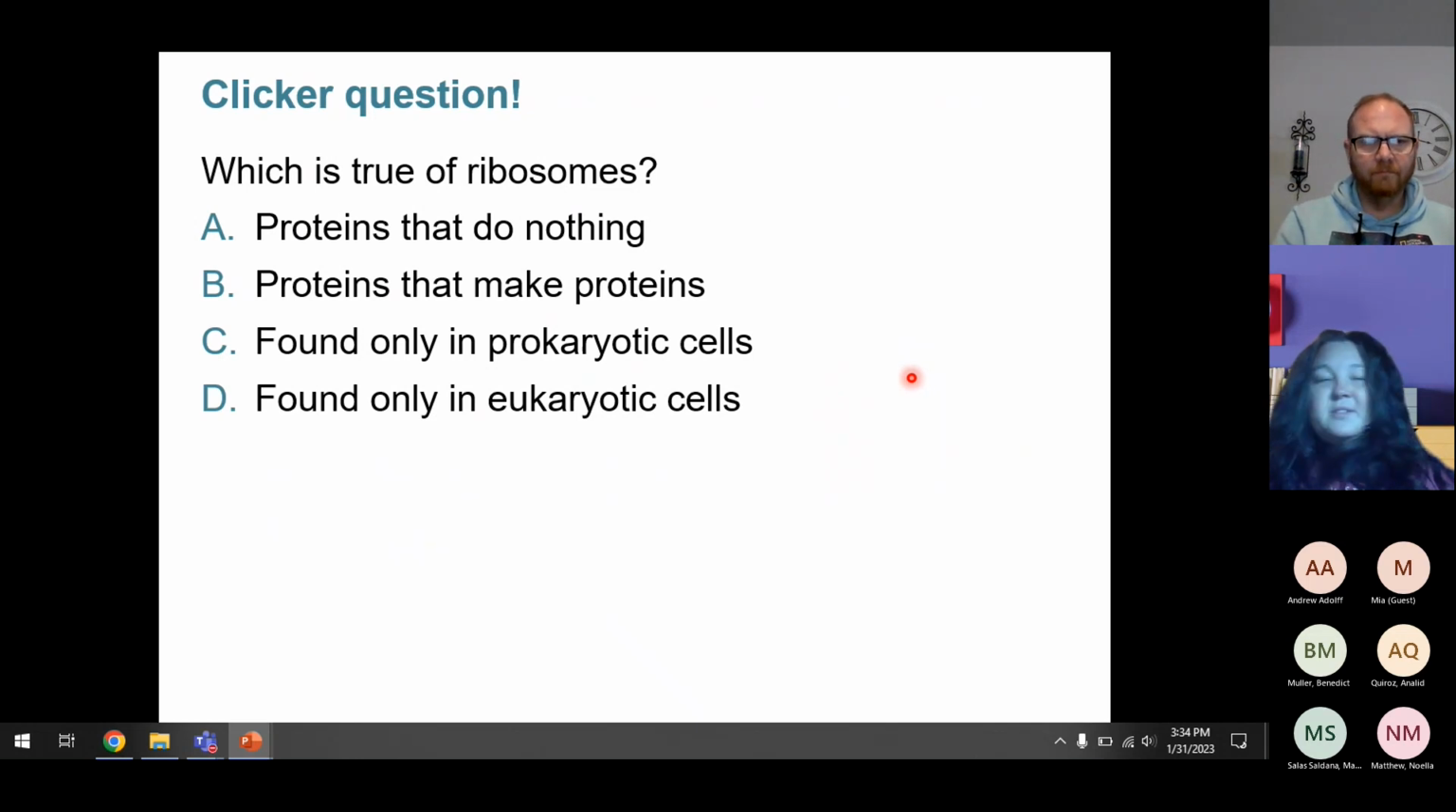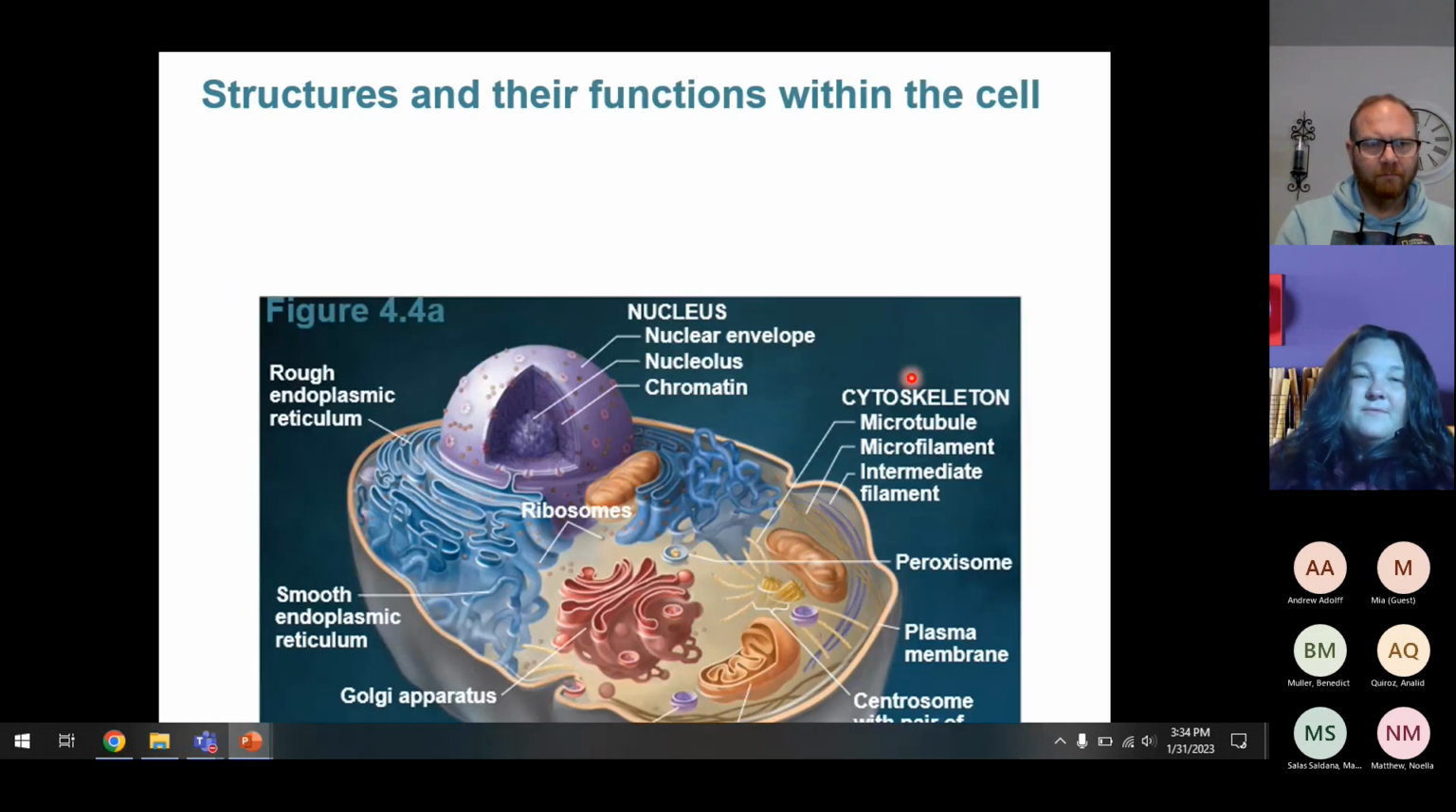All right. 100% chose B, proteins that make proteins. Very good. That is the correct answer.